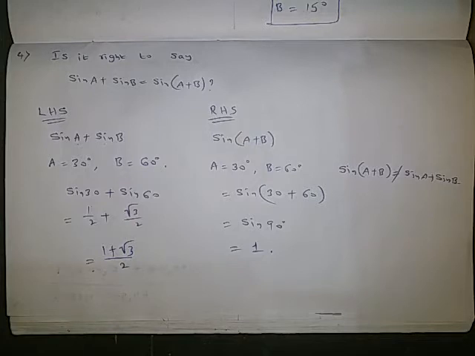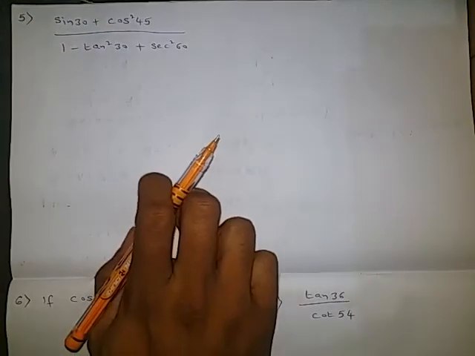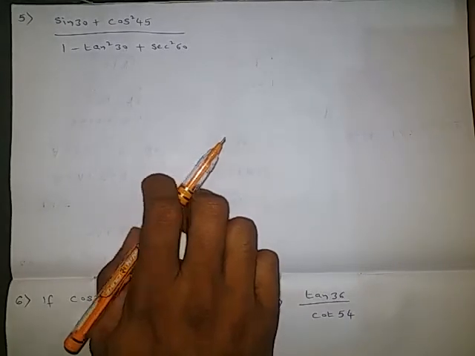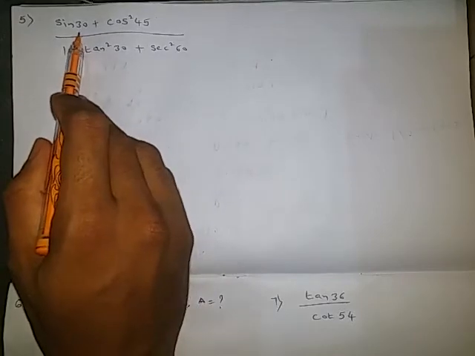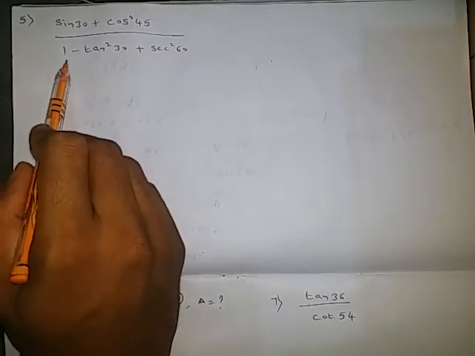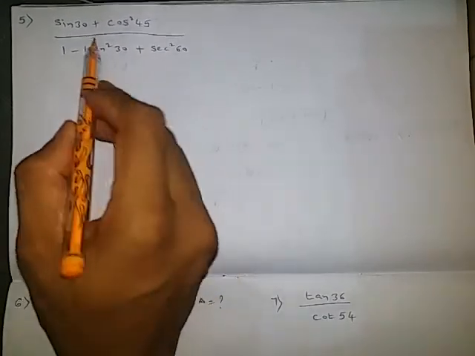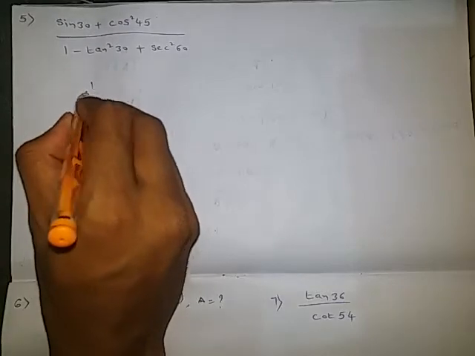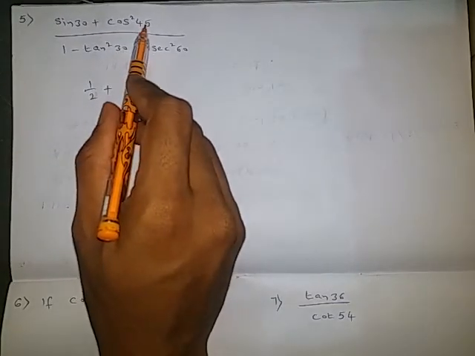Okay, let's move to the next question. The next type of question is finding the values of the given trigonometric values. What is the value of sine 30 plus cos square 45 divided by 1 minus tan square 30 plus secant square 60? Sine 30 is 1 by 2 plus cos square 45.